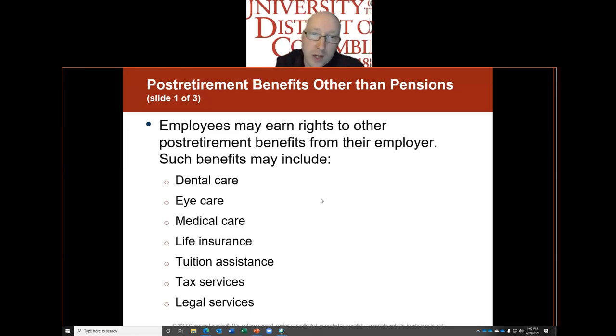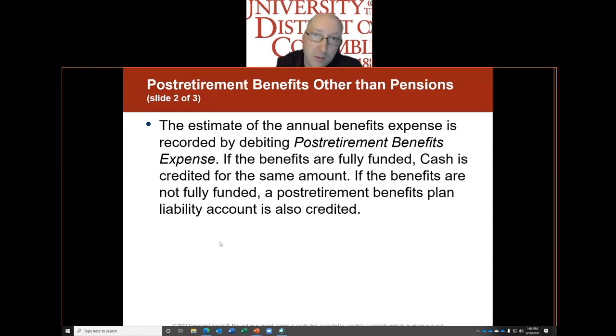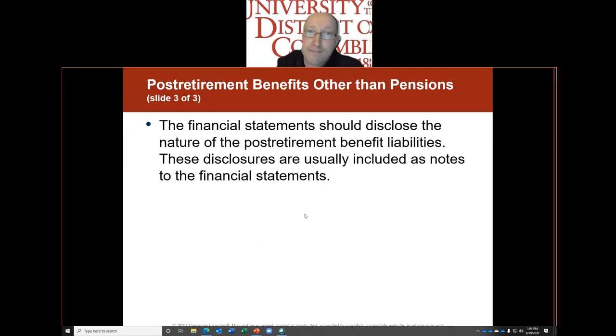Employees may earn rights to other benefits such as daycare, eye care, medical, life insurance, tuition assistance, tax services, legal services. Those are all expenses to the employer if the employer offers those benefits to you. And there are also post-retirement benefit expenses.